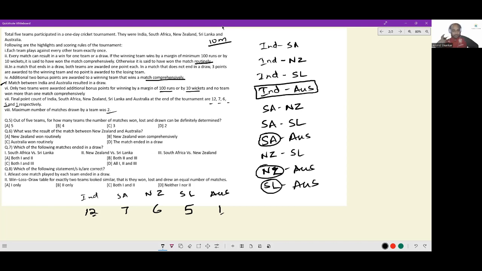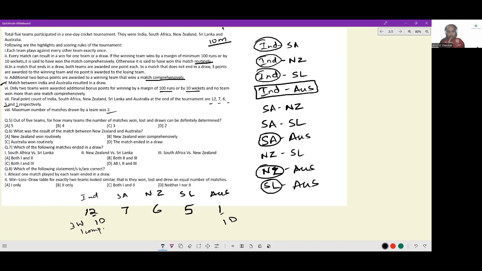Now India has drawn its match with Australia. 1 point it got from there. There are 3 more matches for India. If India won the other 3 matches routinely, it can accumulate a maximum of 10 points. The fact that India has 12 points here means India definitely won these 3 matches. Not only that, one of these was a comprehensive win. So it has 3 wins, 1 draw, and 1 comprehensive win. India has 1 comprehensive win. Australia has 1 draw only.